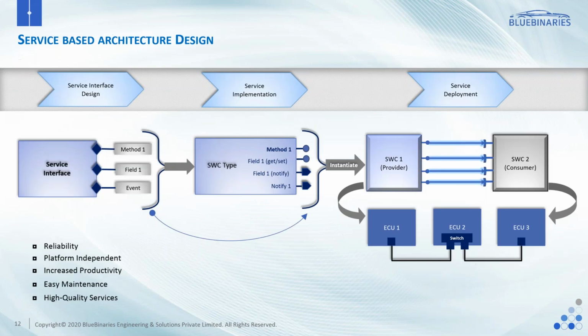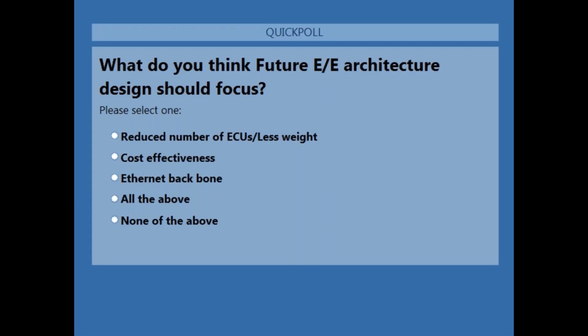Devanshi, we have a poll here. Yes, I am launching the last poll here. To the audience, I request you to choose options here. What do you think future EE architecture design should focus on? Five options again: reduce number of ECUs, less weight, cost effectiveness, Ethernet backbone, all of the above, or none of the above. 15 seconds more to go.